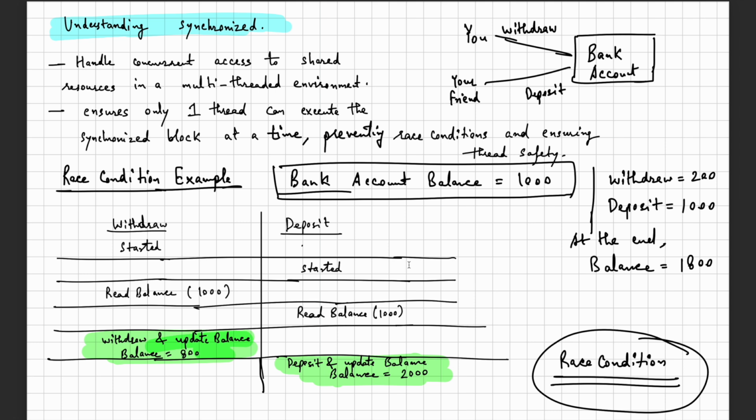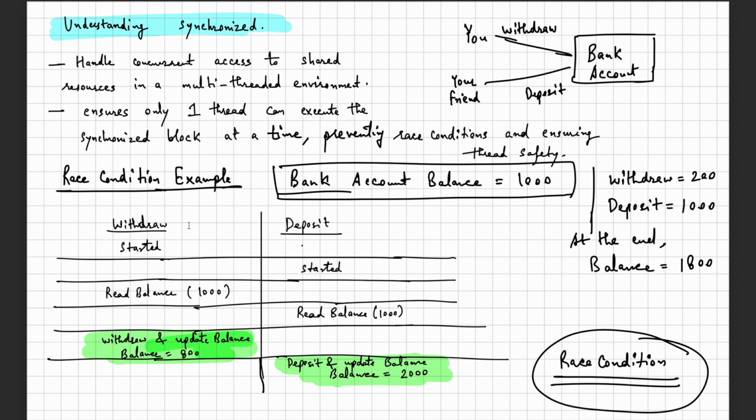For example, let's understand the race condition example. Now let's assume you have a bank account balance of 1000, right? Now you go to the ATM for withdrawing the amount, and your friend goes to the bank to deposit the amount, at the same time. Now to depict this case, let's assume there are two threads, a withdraw thread and a deposit thread. Let's assume the withdraw thread represents you and the deposit thread represents your friend.